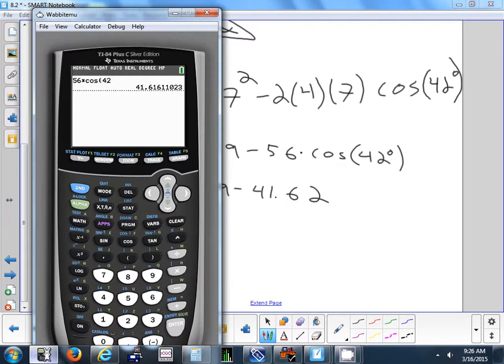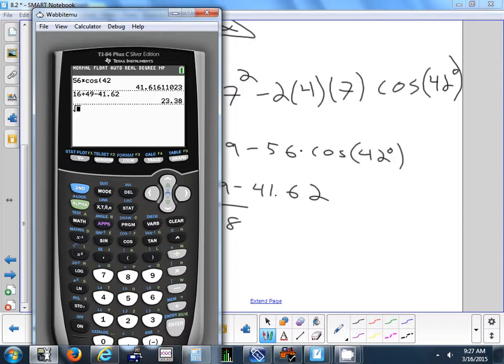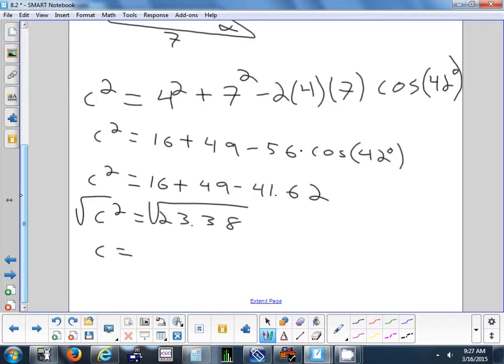Now just finish it up. So 16 plus 49 minus 41.62. So you get 23.38. Remember, that's not c, that's c squared. So what's my last step? Get c by itself. Yeah, take the square root. Let's take the square root of 23.38. It's about 4.84. And that's c.